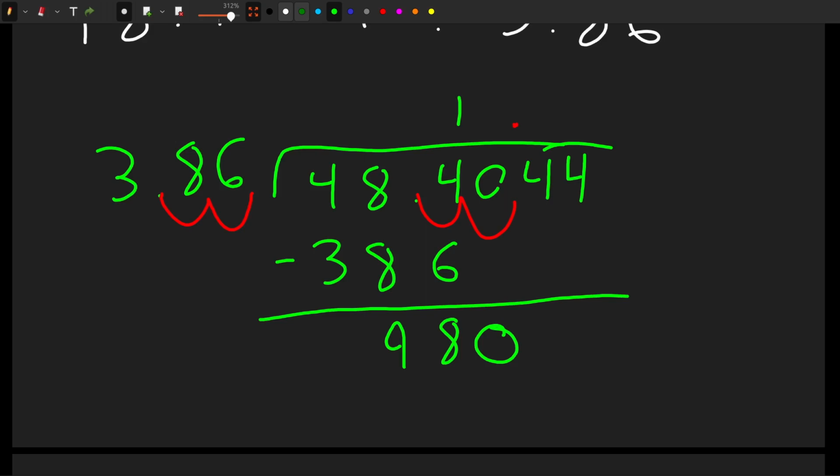And now I'm going to sit there and think, how many times does 386 go into 980? Well, 300 times 2 would be 600. 300 times 3 would be 900. So I bet that this probably only goes in twice. If I was a betting man, I would say it goes in twice. And so I'm going to have 386 times 2. Even I don't know that off the top of my head. 2 times 6 is 12. 8 times 2 is 16. Carry 1, is 17. 3 times 2 is 6. Add 1 more, 7. I'm going to have 772.